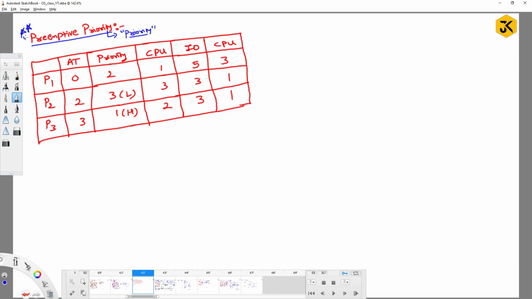Here, the mode will be preemptive mode, they have given clearly, and the criteria will be priority, which you know already, right? If you have any doubts regarding this algorithm, just go through the earlier videos so that you can get a clear idea, right? Guys, this example is somewhat different from the earlier examples.